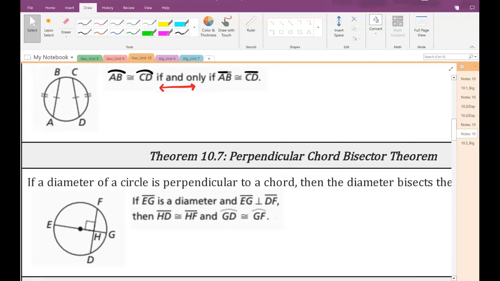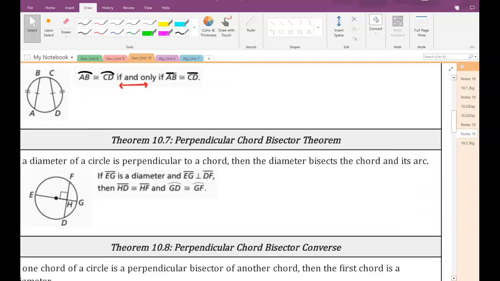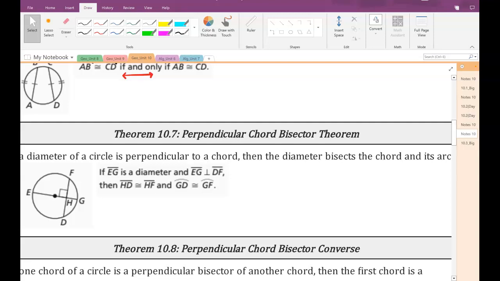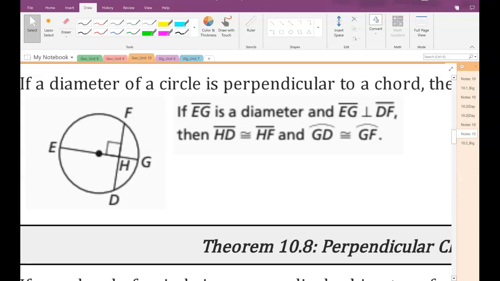A second theorem that really gives itself away by its name, the perpendicular chord bisector theorem. So perpendicular meaning 90 degrees, bisector, it splits in half, and a chord, we already talked about what that is. So if a diameter of a circle is perpendicular to a chord, then the diameter bisects the chord and its arc. So this is only if we're talking about a diameter though. We have diameter EG, and we know it's a diameter because it goes from one side of the circle to the other, and it goes through our center.